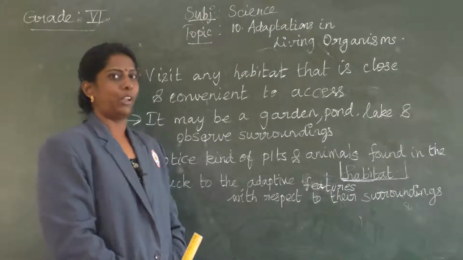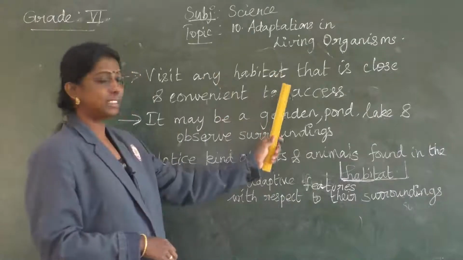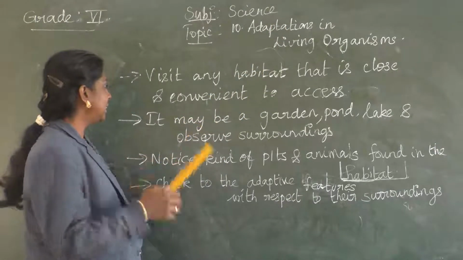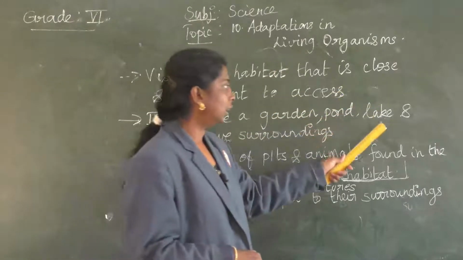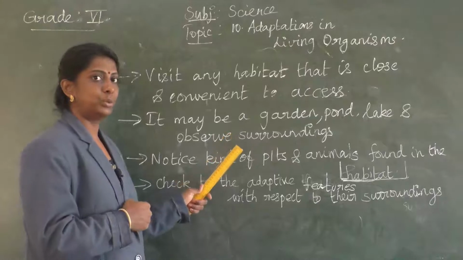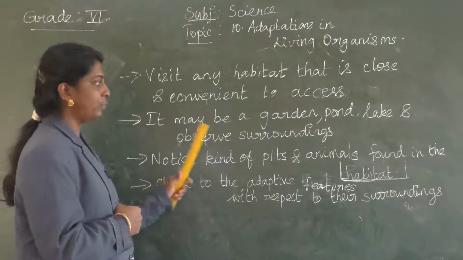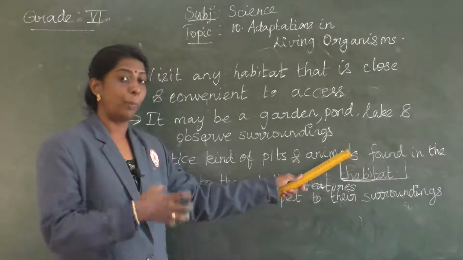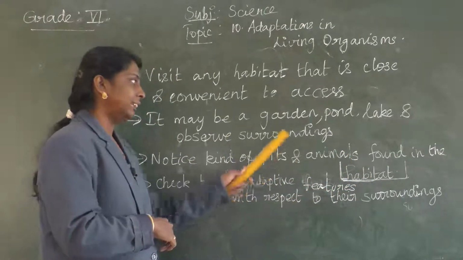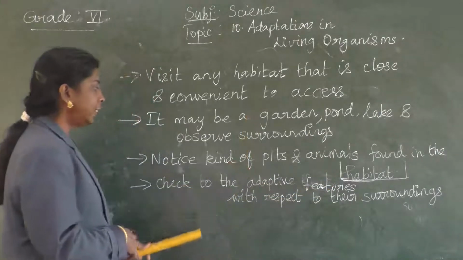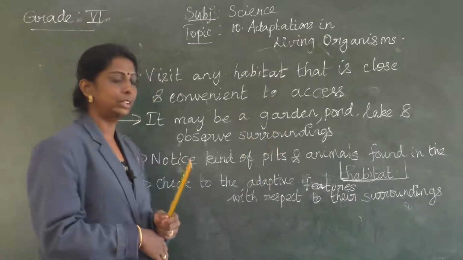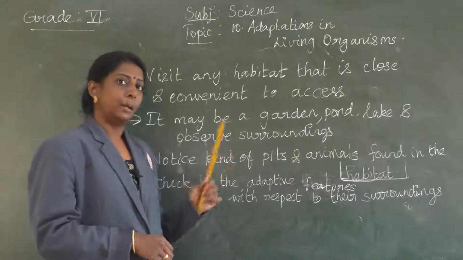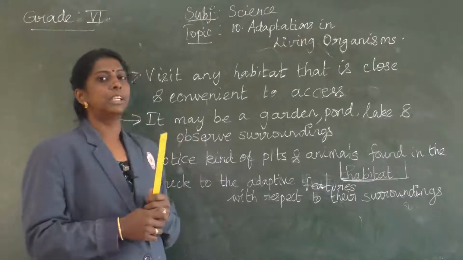Now an activity for you all. Visit any habitat that is close and convenient to access. It may be a garden, pond, lake or park. Notice the surroundings. Notice the kind of plants and animals found in the habitat. Then check the adaptive features with respect to their surroundings. Clear? And submit the report and forward it to your class email ID.